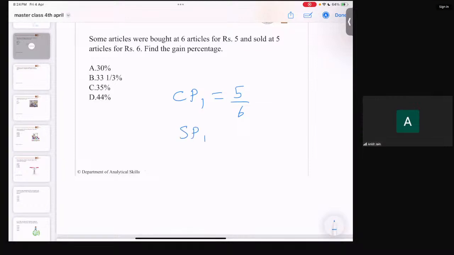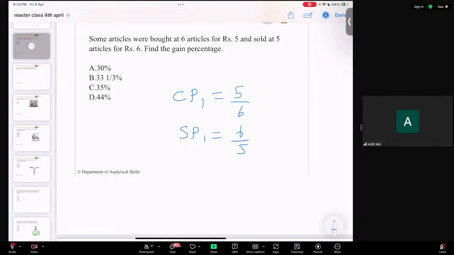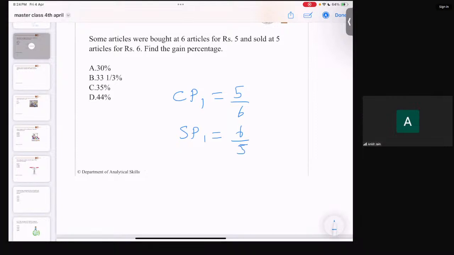So SP of one article is 6 by 5. Selling price of 5 articles is 6, so one article is 6 by 5. Now you can see the numbers are in fraction. So what we do, we multiply with a common number to eliminate the fraction. To eliminate 6 and 5, we multiply with 30, the LCM of 6 and 5.